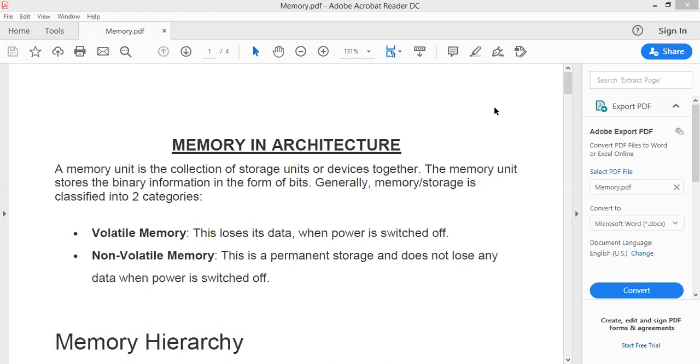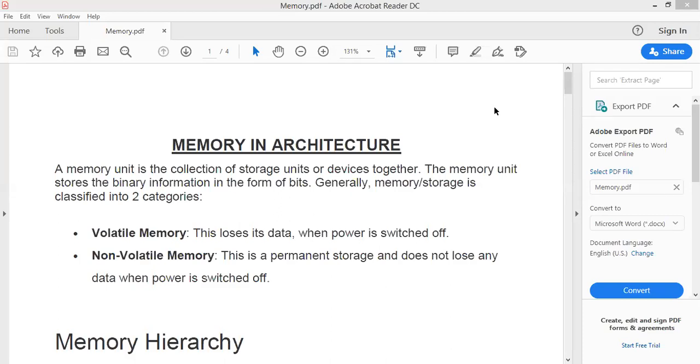What is memory? A memory unit is a collection of storage units or devices together. The memory unit generally stores binary information in the form of bits. Bit means 0 or 1.